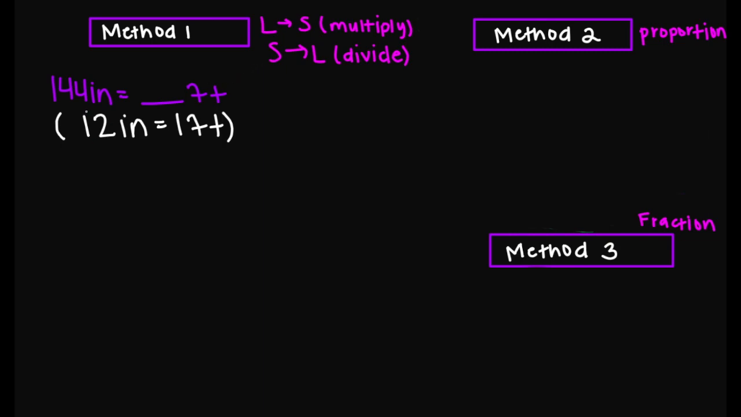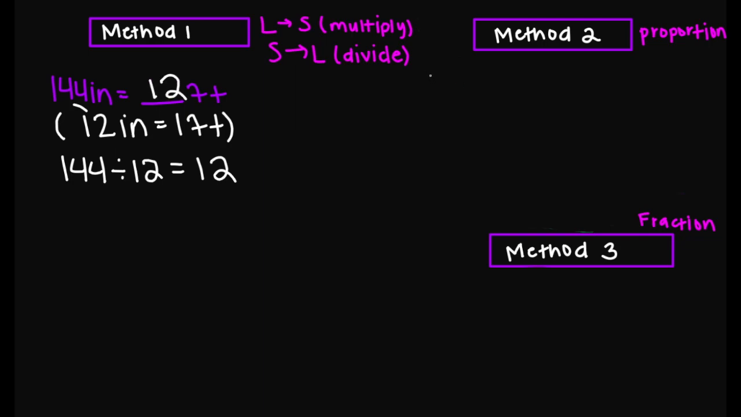So we're going to divide 144 by 12, because 12 inches is what's going to give me the 1 foot. So we have 144 divided by 12. Your final answer here is going to be 12. So 144 inches equals 12 feet.